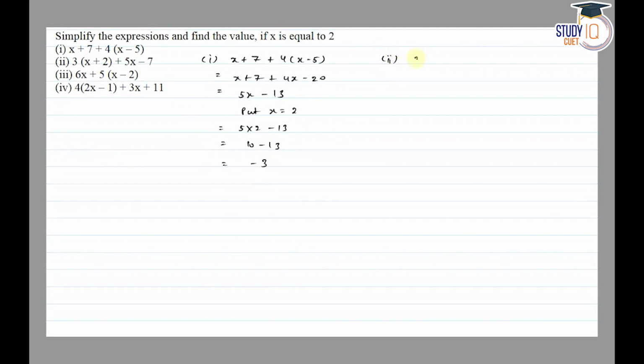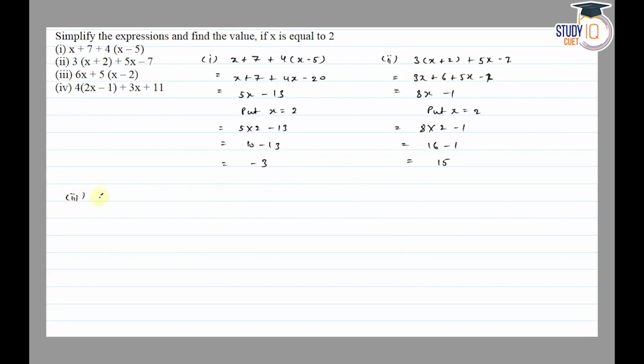The second part is 3(x plus 2) plus 5x minus 7. We will multiply by 3, so 3x plus 6 plus 5x minus 7. So 3x plus 5x will be 8x, and 6 minus 7 is equal to minus 1. Then put x equal to 2. So 8 into 2 minus 1 is equal to 16 minus 1, which is equal to 15.